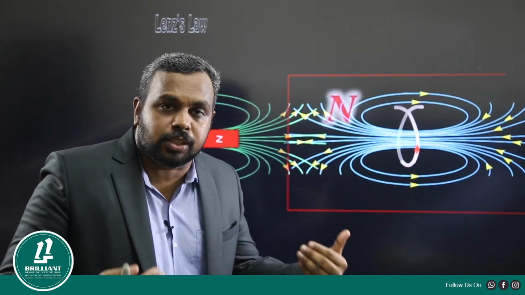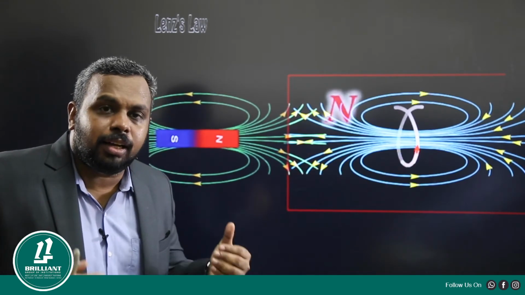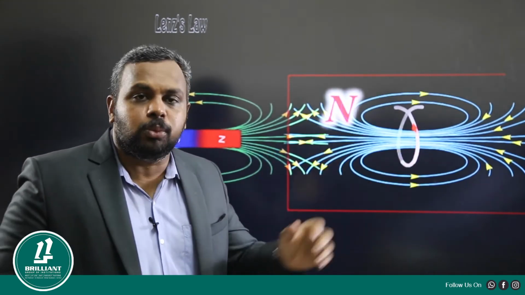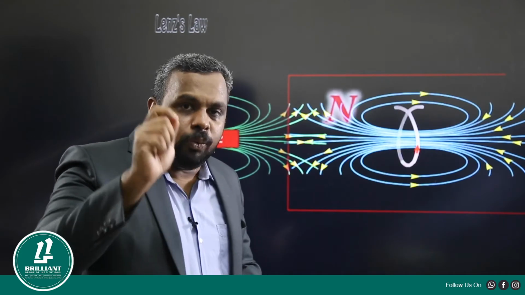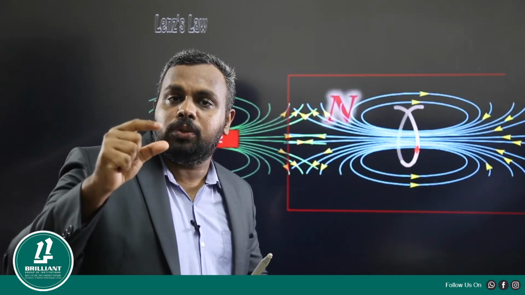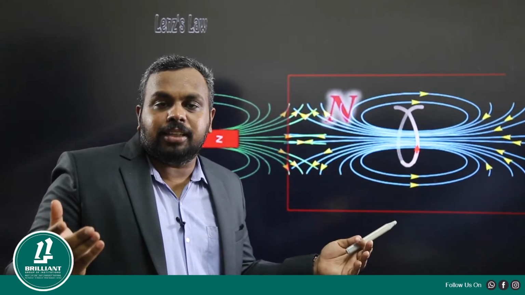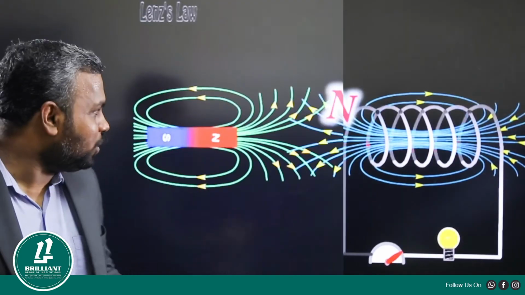So, as per Lenz's law, the coil will try to oppose. So, you may think, how can a coil oppose the movement of a magnet? Remember, when there is a current in a coil or a solenoid, you know that the solenoid will behave like a magnet, right? And every magnet has two poles. So look at the situation here.